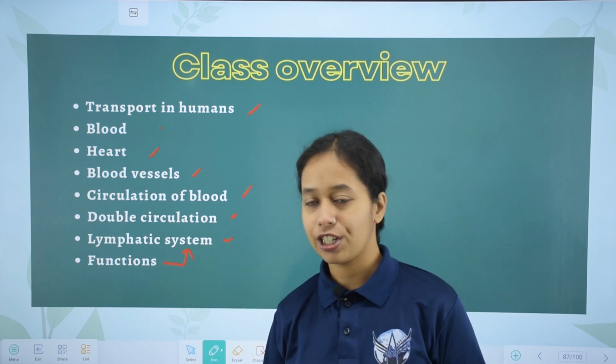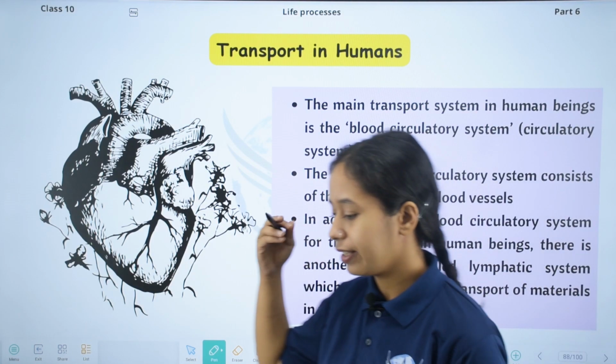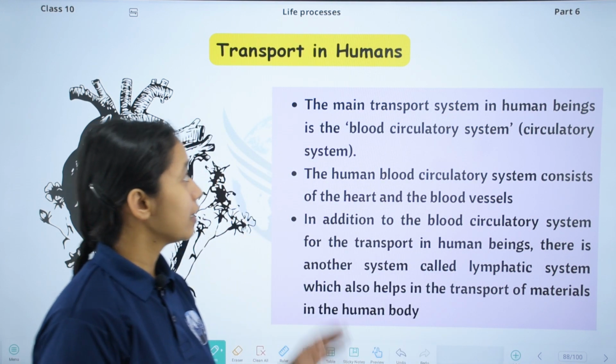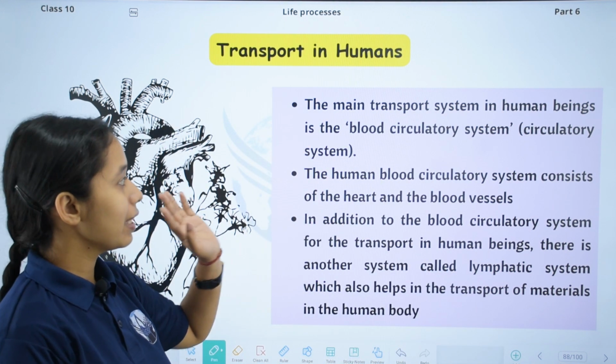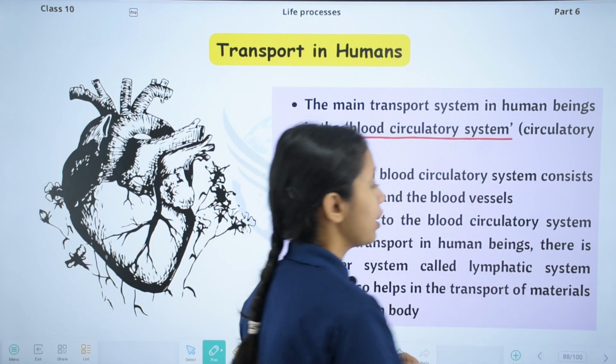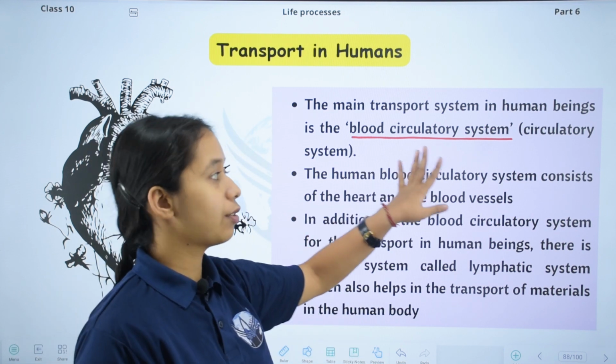So shall we start with transport in humans. The main transport system in human beings is the blood circulatory system. The system that transports materials in human beings is known as the blood circulatory system.